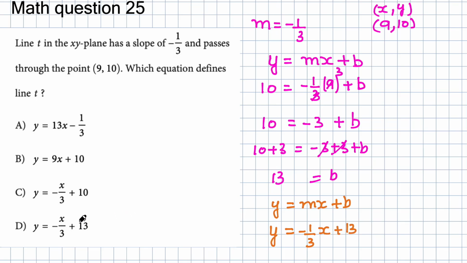So that means let's see the options. Negative x by 3 plus 13. Okay, see, it's negative 1 by 3x. It is negative 1 by 3x. You write it like this or you write it like this, both are the same. So if we see, D matches the option, that means option D is correct.